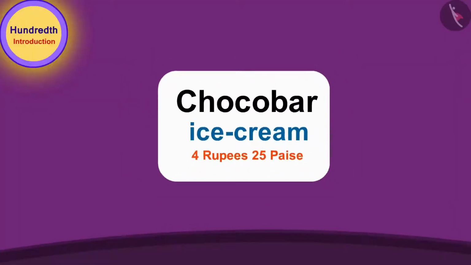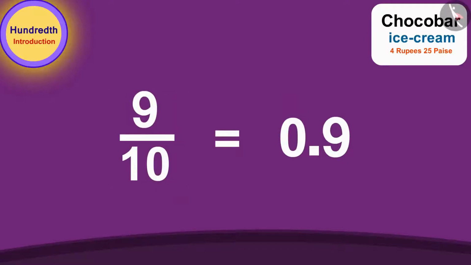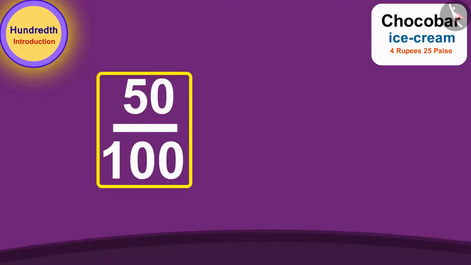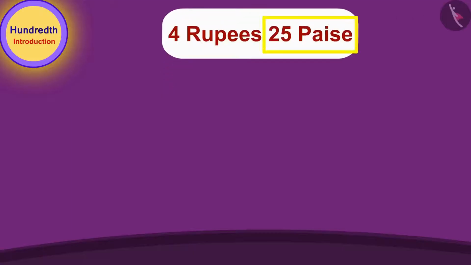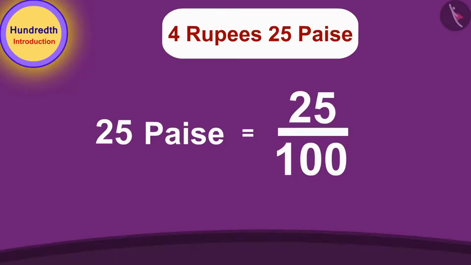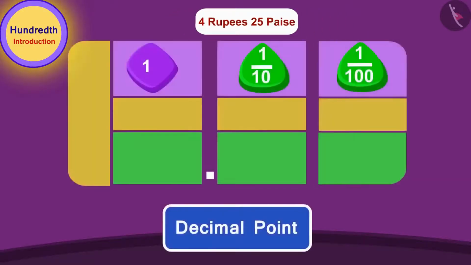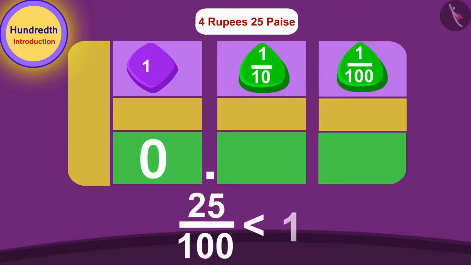Chocobar ice cream costs 4 rupees and 25 paise. Just as we write 1/10th of any number using a decimal point, in the same way, we can write 1/100th of any number using a decimal point. Here, 25 paise is 25/100th part of a rupee. So we will first draw a decimal point, then write 0 before it because 25/100th is less than 1 whole.